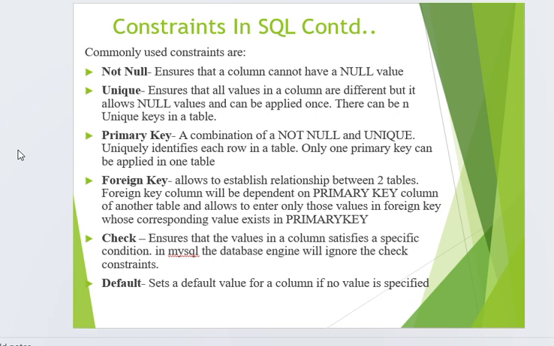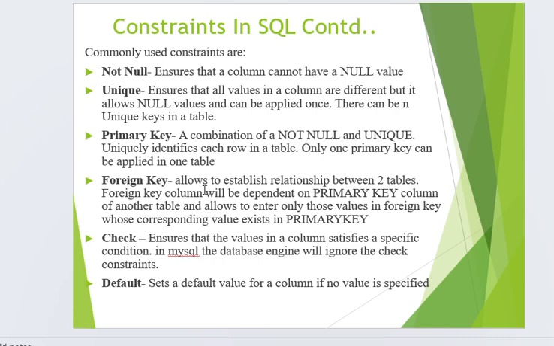Next is primary key. Primary key is, you can say, the combination of NOT NULL and UNIQUE. It means a key which can differentiate all the records of a table, having unique values but can't have a null value. So a primary key can't have a null value. A combination of not null and unique uniquely identifies each row in the table. Only one primary key can be applied in a table.